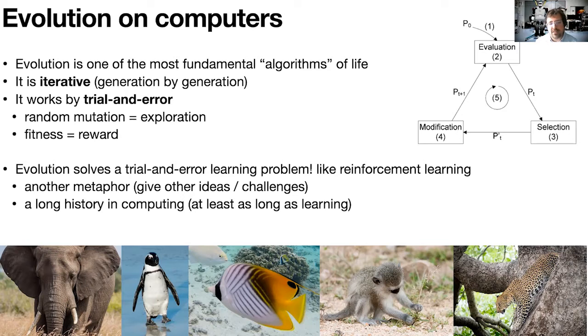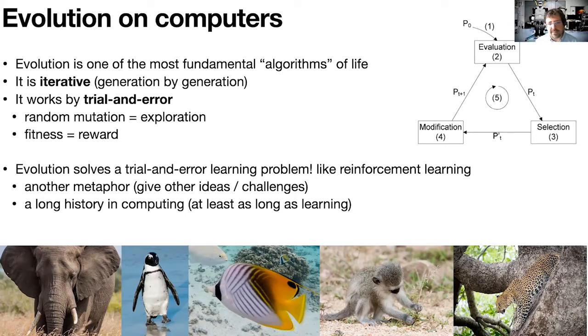So there is some exploration and then there is some reward, which is usually something like the number of offspring that survive, but we can see it in many ways. But essentially, there is some reward that's given to a specific species and the best species survive. And then overall, by trial and error, we get more and more fit species. So in many respects, that's a trial and error learning algorithm that exists in nature that has been widely successful. And that makes it very interesting. So to me, it solves the trial and error learning problem.